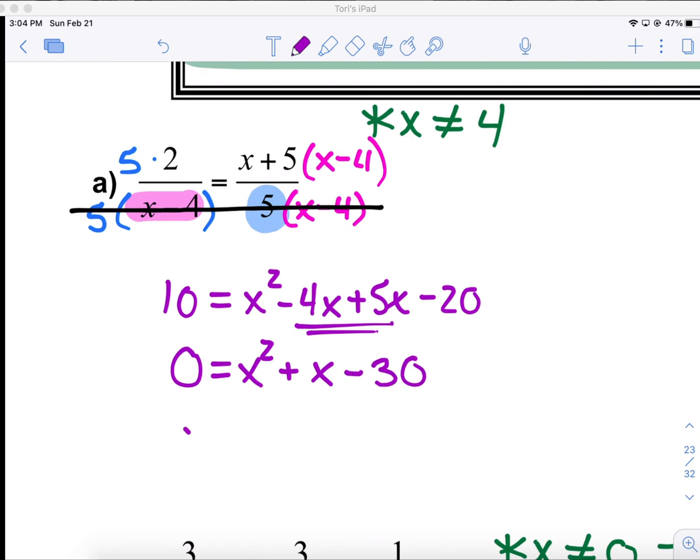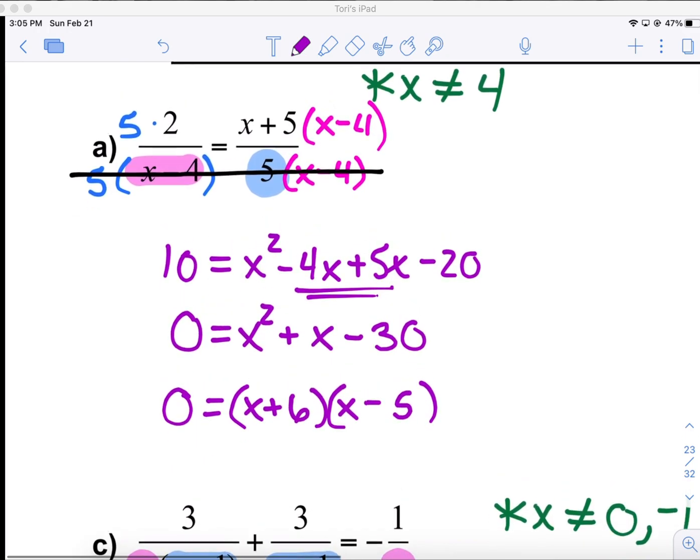Okay? We're going to factor that because that's a pretty smooth factor. What multiplies to make negative 30, but adds up to make a 1? That should be a 6 and a 5. The 6 needs to be positive. The 5 needs to be negative. And that means when I solve this out, I get two different answers. My x could be a negative 6 or a positive 5.